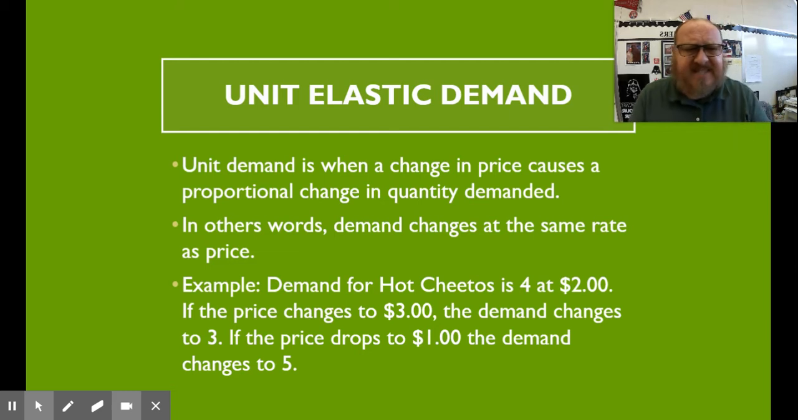Okay, then unit elasticity, and this one is a little bit more complicated, okay? So unit elasticity, unit demand is when a change in price causes a proportional change in quantity, okay? So if we're talking about dollars and cents here, if a price goes down by $1, then the amount demanded will also increase by one. If the price goes up by $1, then the demand will decrease by one.